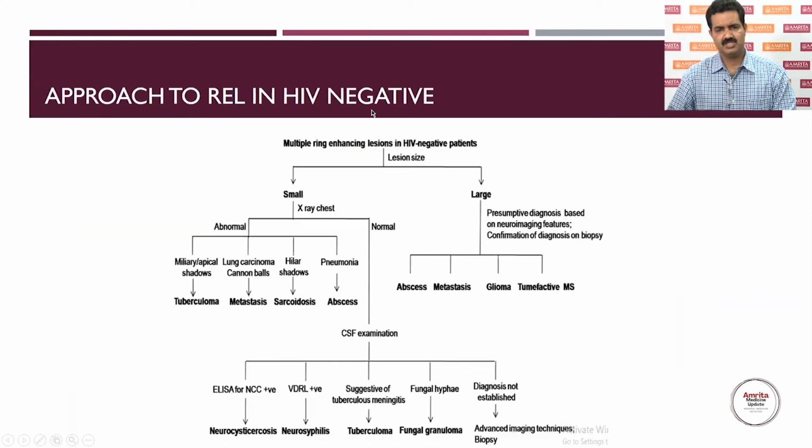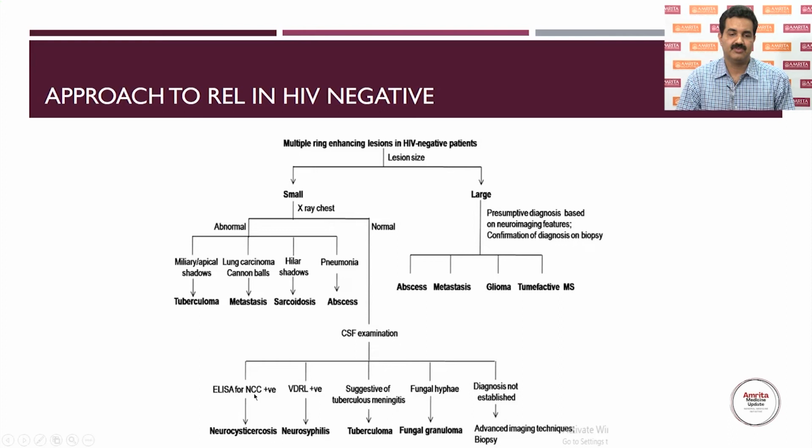In HIV negative patients with multiple ring enhancing lesions, if the lesion size is small, less than 5 to 10 millimeter, you can take an X-ray chest. If the X-ray chest is abnormal with a miliary shadow, it is tuberculoma. Lung cancer, like cannonballs, could be metastasis. Hilar shadows, you should suspect sarcoidosis. And if there is pneumonia or other systemic infection, you have to suspect abscess. If the X-ray chest is normal, we have to go with CSF because these are multiple small lesions.